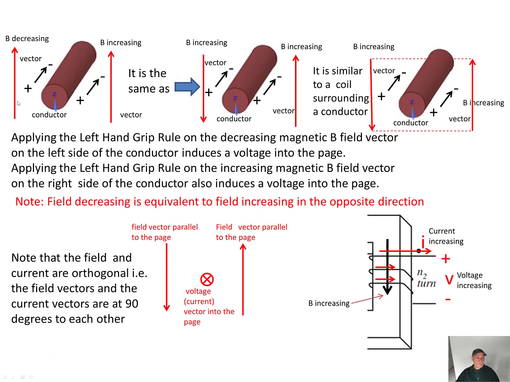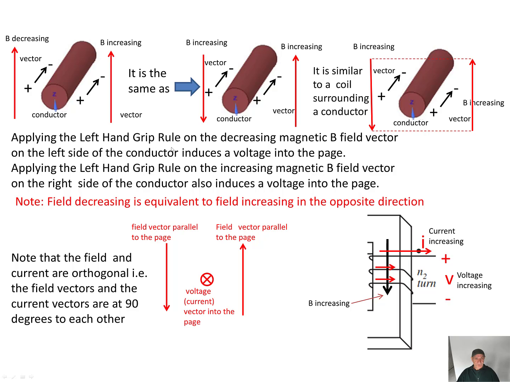Okay, so we have a field vector here that's decreasing on the left side and increasing on the right side. The decreasing one is equivalent to a field vector increasing downwards, and they induce a voltage both from plus to minus in the same direction. This is similar to a coil surrounding a conductor, which induces a voltage.